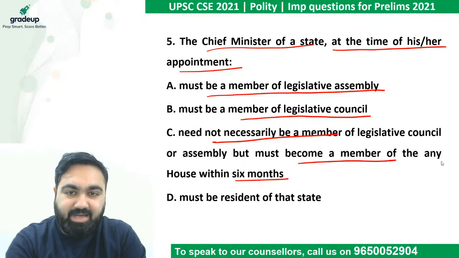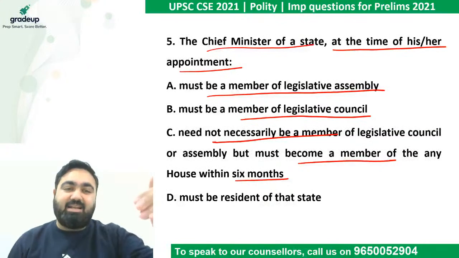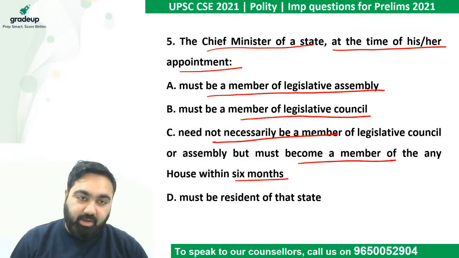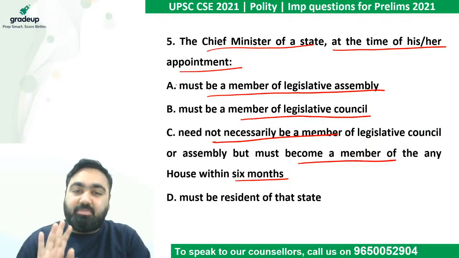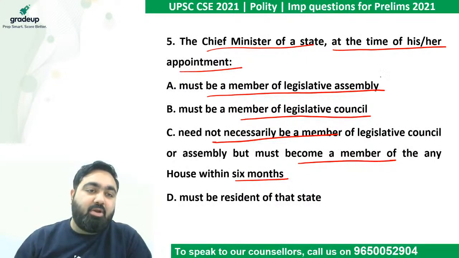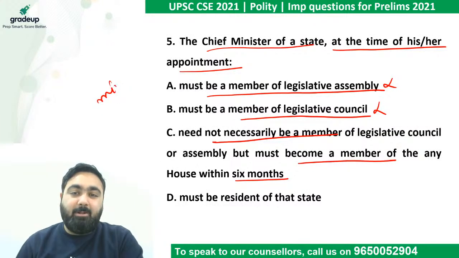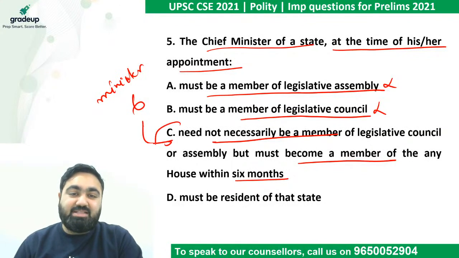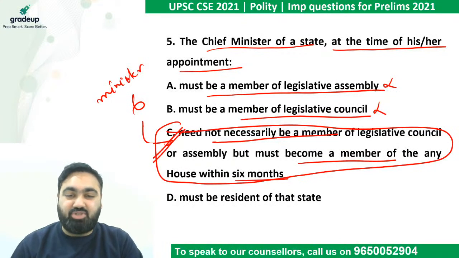Okay, perfect. Let's see. If you want to become a minister either at the center government or at the state government, you do not need to be a member of the house immediately. Even if you are not a member of the Legislative Assembly or Council, you can still be appointed as a minister. The condition is that within 6 months, you have to become a member of one of the houses. So this option is correct.